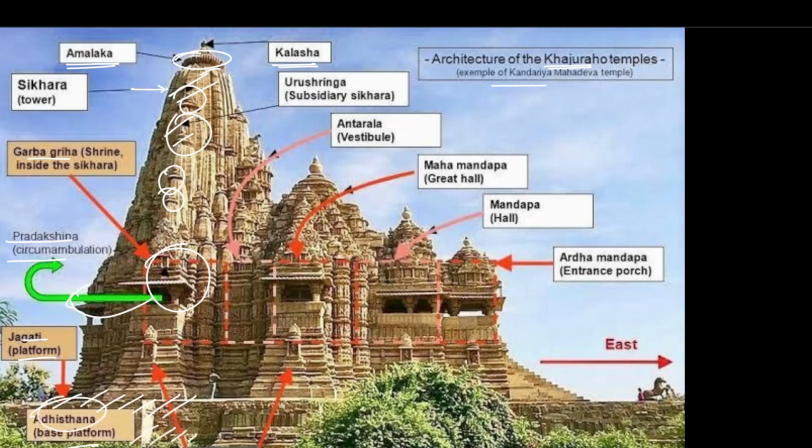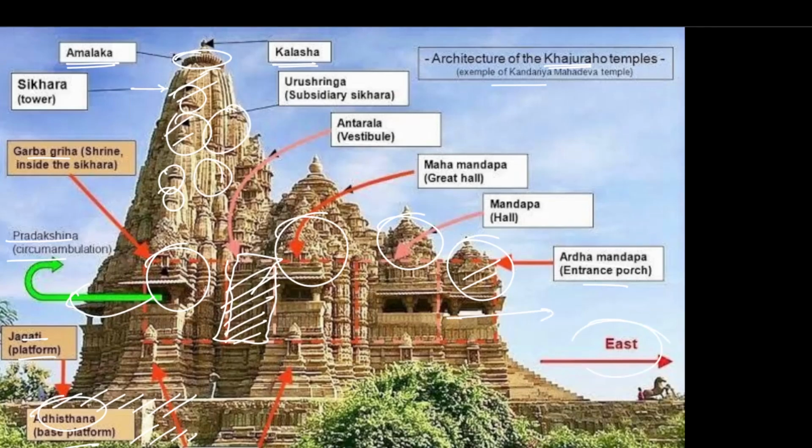Alright, the mandaps here, there are multiple mandaps here as you can see. The Ardh mandap or the entrance porch, this is the half mandap. The antral or the vestibule. Antral means basically a gap between the mandap and the sanctum sanctorum. Alright, this is also found in some temples. There are Urushringa or subsidiary shikhars also. So please remember all these things. Alright, the temple often faces east towards the sun.